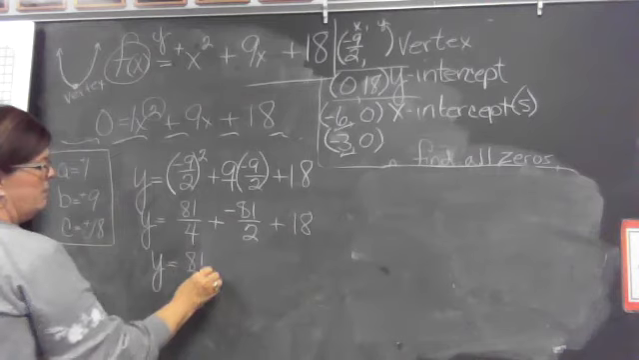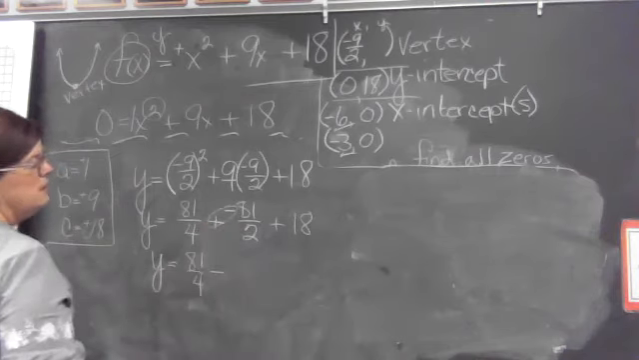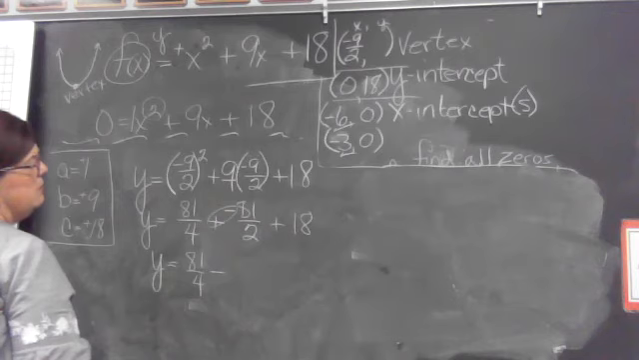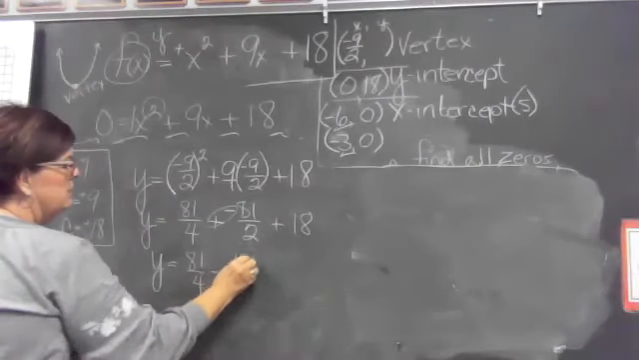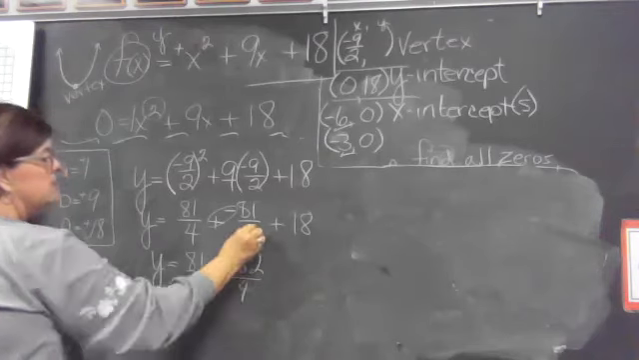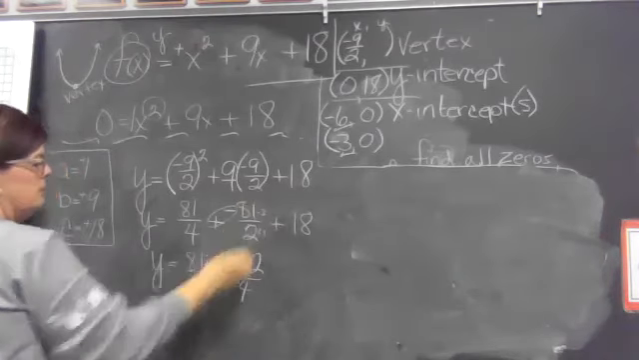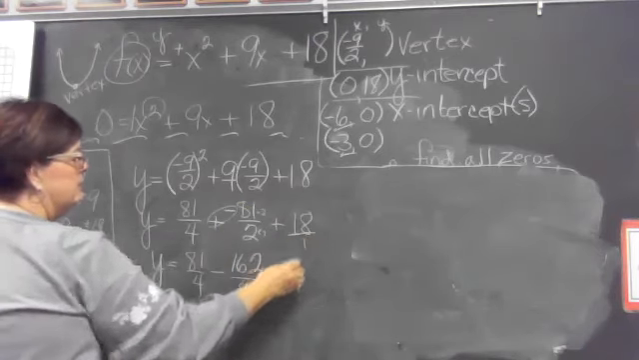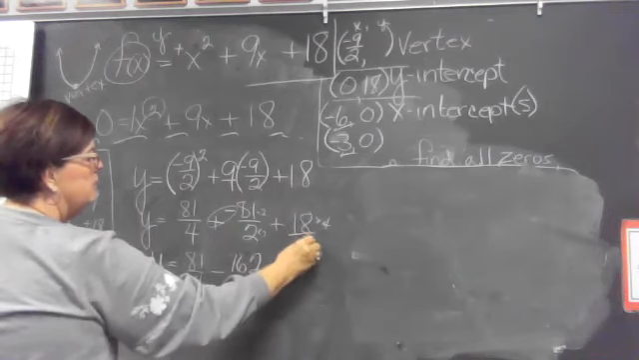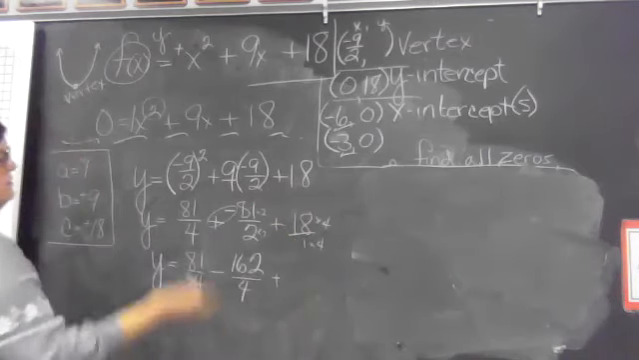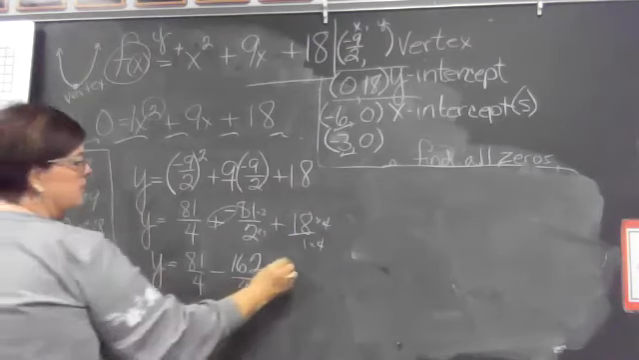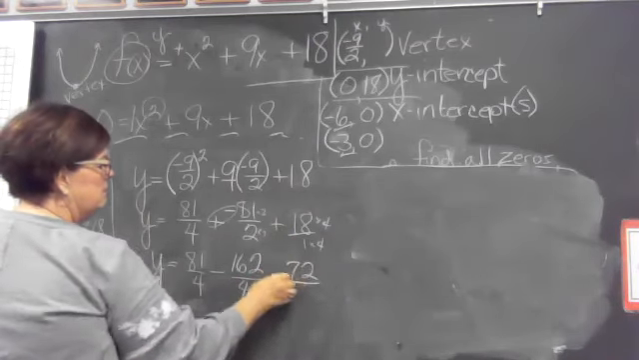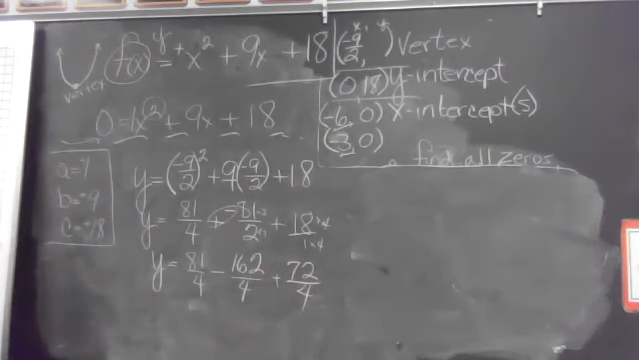81/4 minus, because of plus and a negative. So this will be 162/4, because I multiplied both by 2 so I could get common denominators. Plus, and I'm going to multiply by 4 because I want common denominators. This is doing it by hand. You can do this in the calculator. And so I have 72/4. So are we okay? Okay.